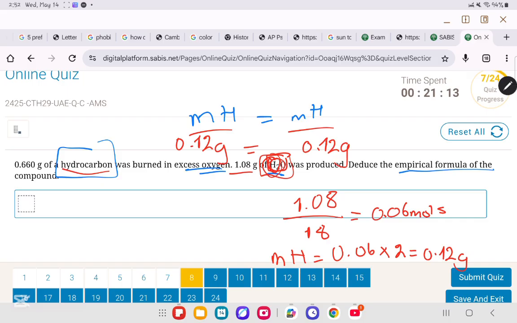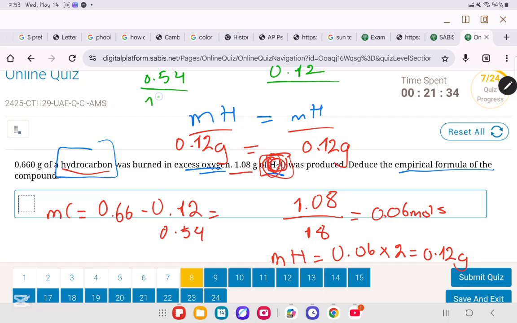Now in order to find the mass of carbon, it's going to be the total mass, which is 0.66, minus the mass of hydrogen, which is 0.12. Put it on your calculator, and you're supposed to get 0.54. So now we have 0.54 and 0.12. We're going to divide them by their molar masses, so divided by 12 and divided by 1. This is going to be 0.045 and this is going to be 0.12.